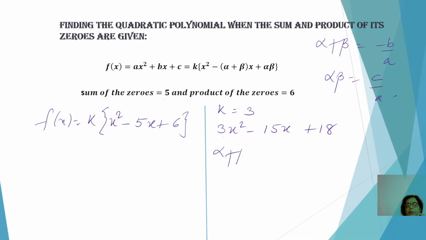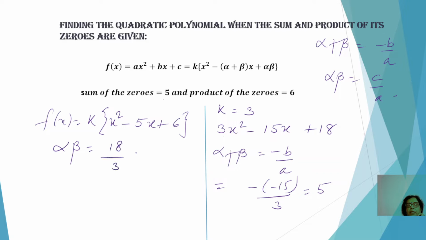So, alpha plus beta, which is equal to minus b upon a, becomes equal to minus into minus 15 upon 3, that is equal to 5. And alpha into beta, that is equal to c upon a, that is 18 upon 3, that is equal to 6. So, we get the sum of the zeros as 5 and the product of the zeros as 6.